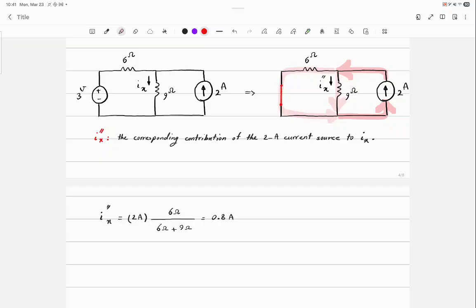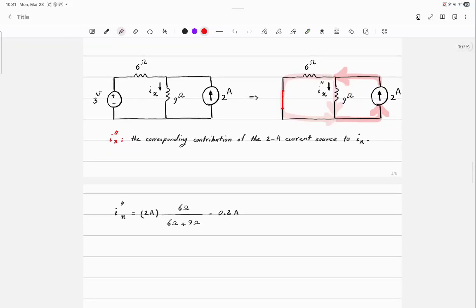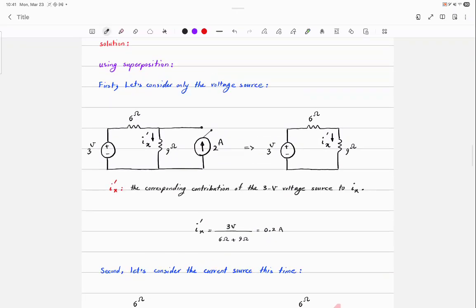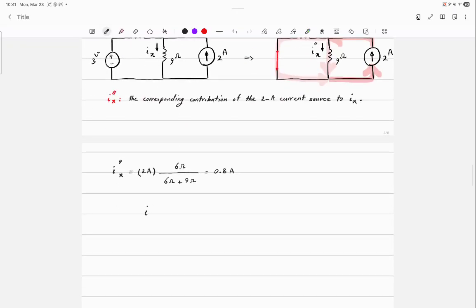Right? That's the idea behind the current division. It's getting divided between 6 and 9. Okay. So we have I prime and I double prime, right? So what is Ix? I prime x plus I double prime x, which is 0.2 amps plus 0.8 amps, which is equal to 1 amp.